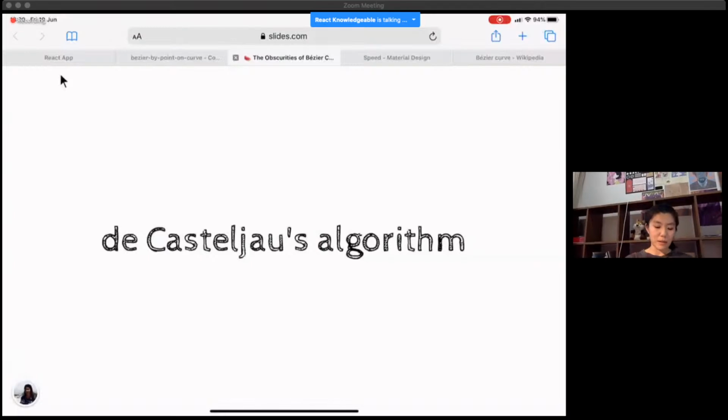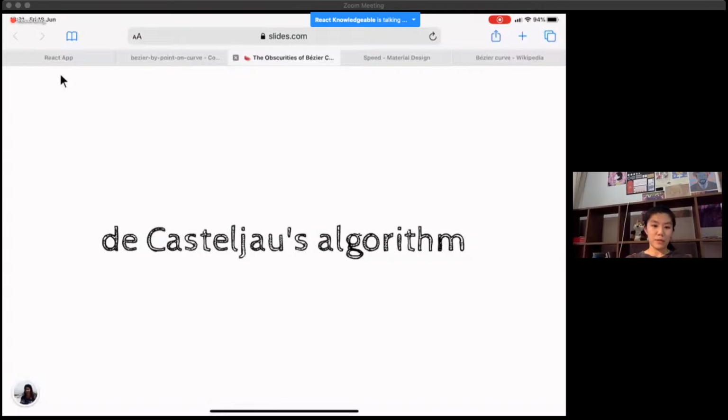So de Casteljau is also French. Back then he was working for another car company, Citroën. And in fact, de Casteljau was the first one to find out about this algorithm. And Bézier was actually the one who later on formalized it and popularized it.